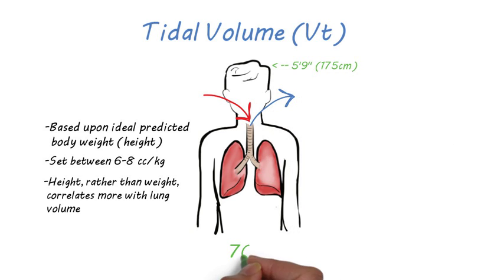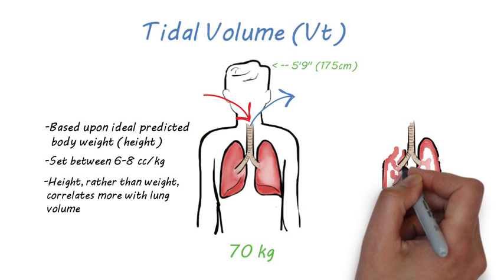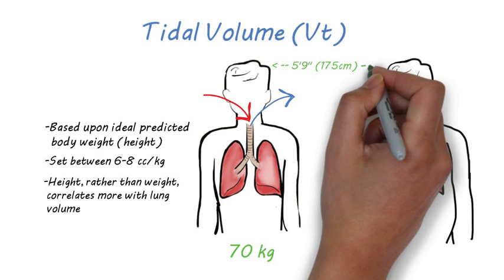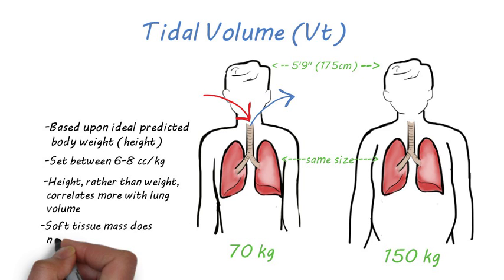As an example, the lung volume of a 5'9" male at 70 kilograms is approximately equal to the lung volume for a 5'9" male at 150 kilograms. In other words, the soft tissue mass does not affect lung volume.